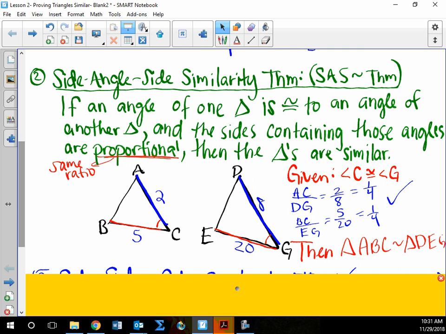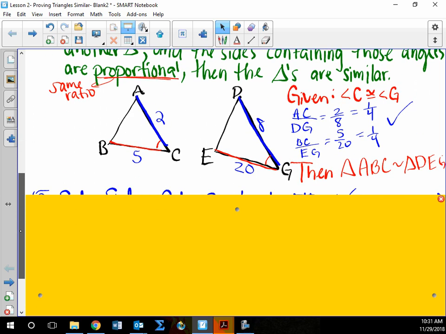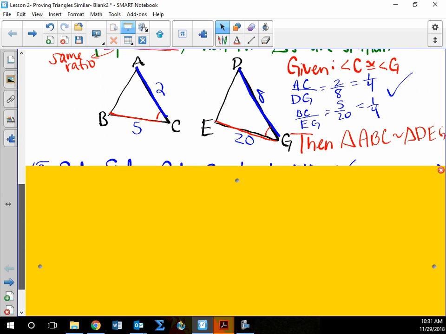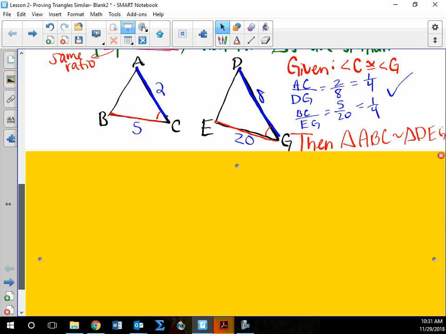Okay, questions with this one? Yeah, so that's shortcut number 2. All right, what do you guys think our last shortcut is? Side. It is side, side, side.